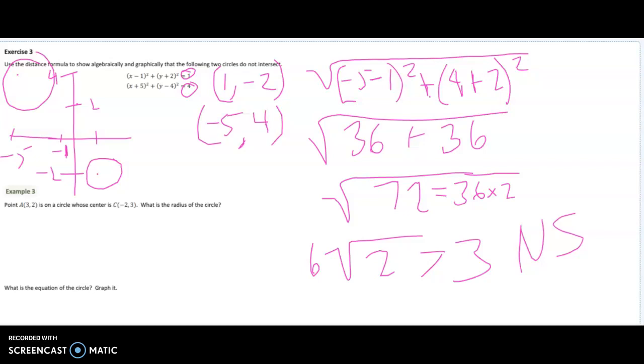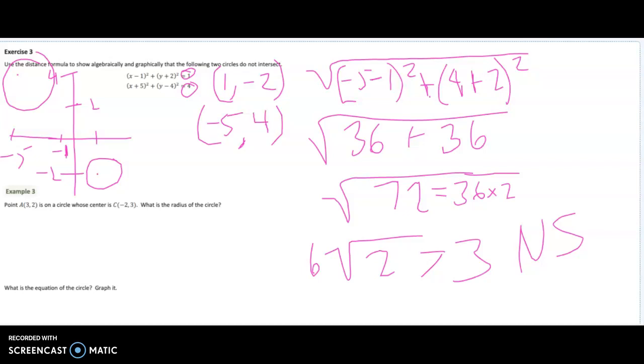It says point A (3, 2) is on the circle whose center is at C, -2, 3. What is the radius of the circle? Okay, so since I know that point A is on the circle, then I want to know the distance to the center. I'm just going to plug those into the distance formula, and I'm going to have the radius then.